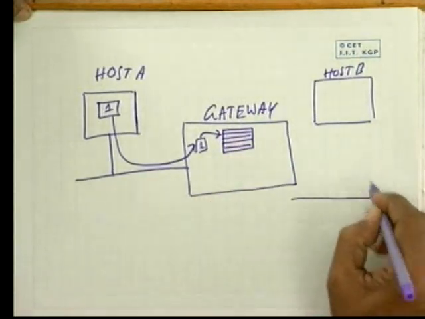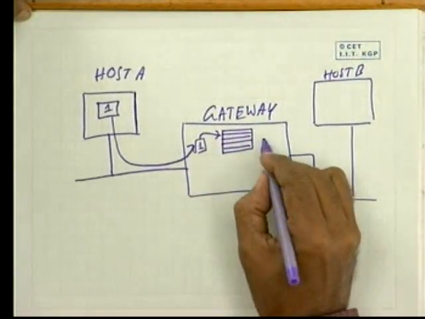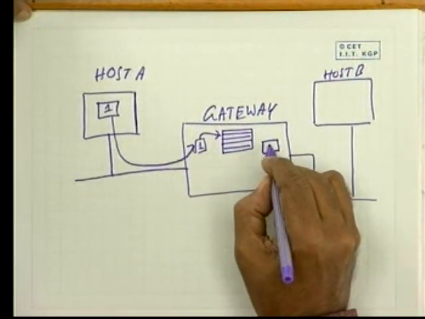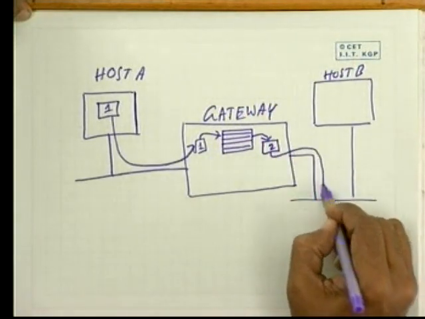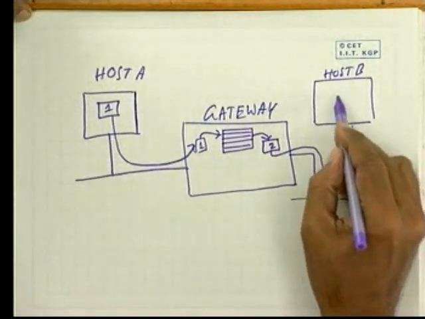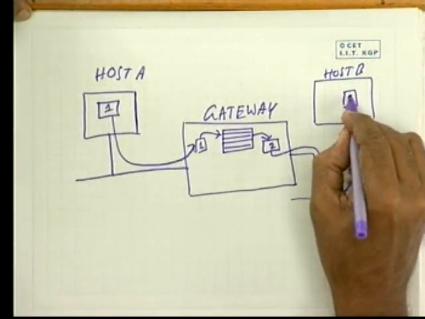And on this side you have got another network to which this gateway is connected, and you have got another agent 2. Using this, the host B can receive and send emails, and using the process 2.